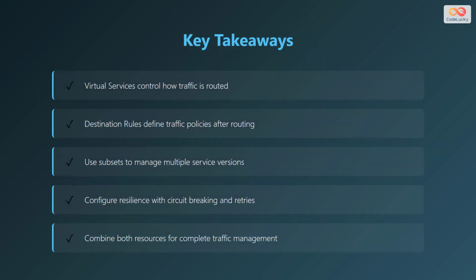Let's recap what we've learned. Virtual services control how traffic is routed through your mesh, while destination rules define traffic policies that are applied after routing. You should use subsets to manage multiple versions of your services cleanly. Configure resilience features like circuit breaking and retries to make your applications more robust. Most importantly, remember that you need to combine both virtual services and destination rules together for complete traffic management. Virtual services handle the routing logic, and destination rules configure the behavior.